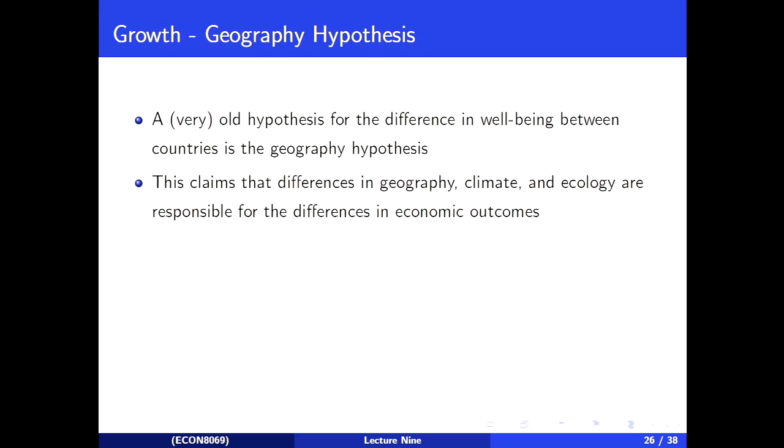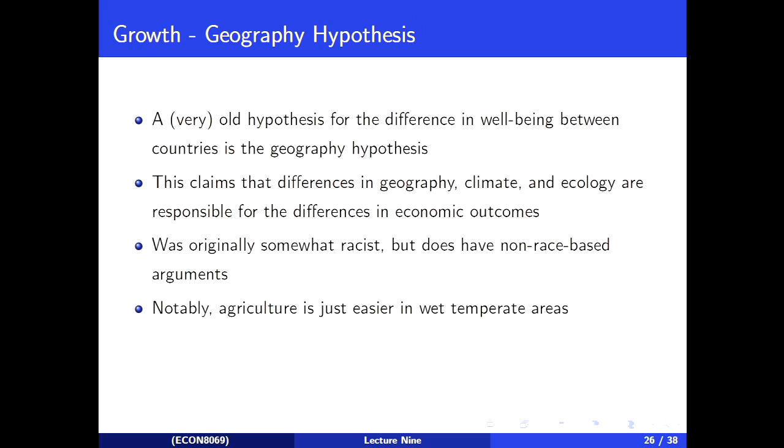One hypothesis is what we call the geography hypothesis, which is that different countries have different output because they have different geographies. Differences in geography, climate, and ecology are responsible for the differences in economic outcomes. If you read the way people used to talk about this, it was quite racist. It was very much that Africans and Asians don't have the right skills to be productive, kind of thing. This is back in the 40s and 50s, or earlier than that.